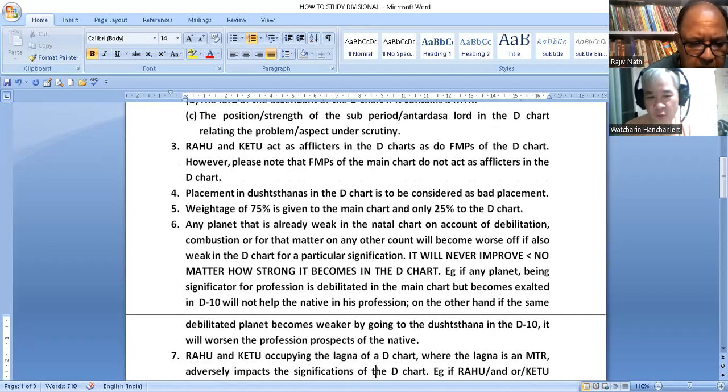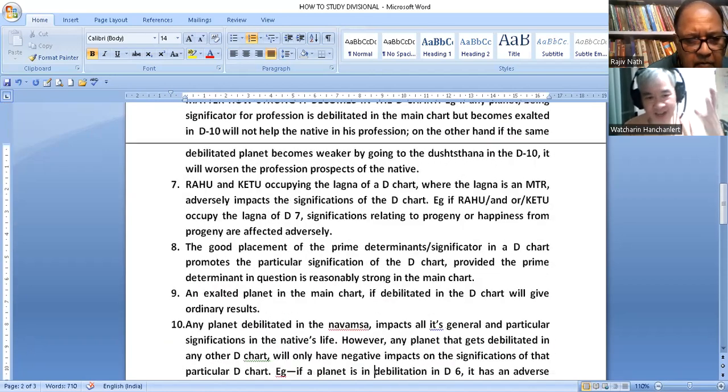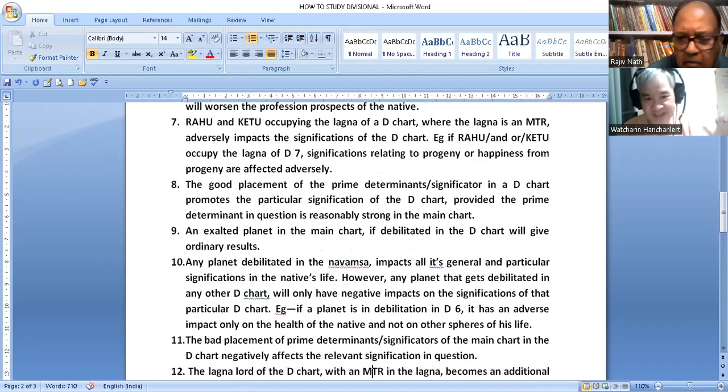But in that case, in case of a weak significator in the main chart, we don't need to look for the same thing in the D chart. If it's already weak, it will not gain strength. If it is already weak, it's not going to give you any results. Okay. So D chart.